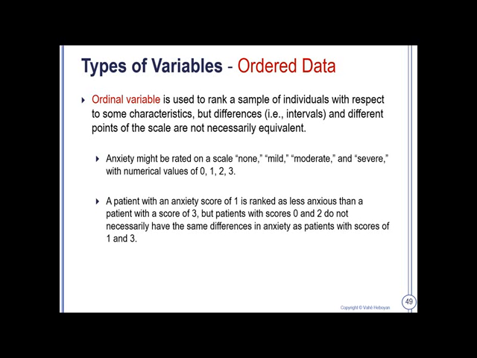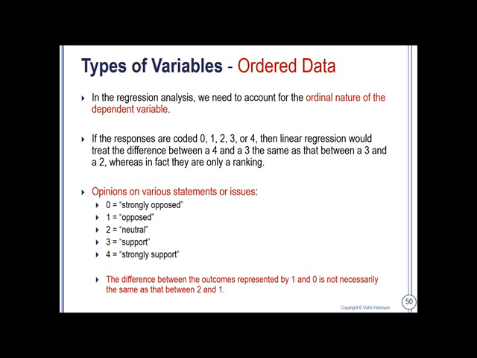We can actually switch the way they start. We can assign 3 to none, 2 to mild, 1 to moderate, and 0 to severe, and everything will be fine. The only thing we need to keep in mind is that the direction doesn't matter, whether it goes up or goes down, as long as we keep it consistent, so that the ordering of the categories is progressing or is going down.